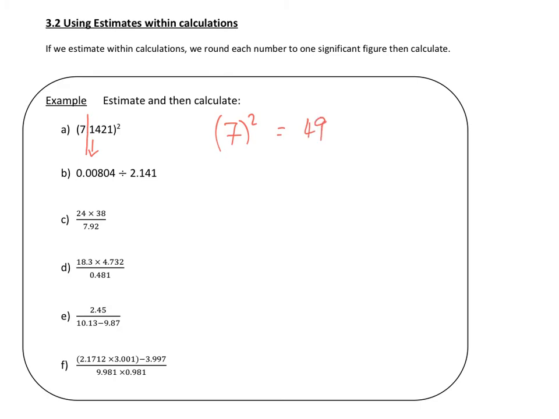Part B, the first significant figure, so the first non-zero number, is the 8. The next significant figure is the 0. That means we'll round down, and we'll get 0.008. Remember, we don't need any zeros after the 8 because it doesn't change the place value. And we're going to divide that by 2.141. After the 2 and the 1, the 1 means we'll round down, so we're going to divide by 2 to get 0.004.